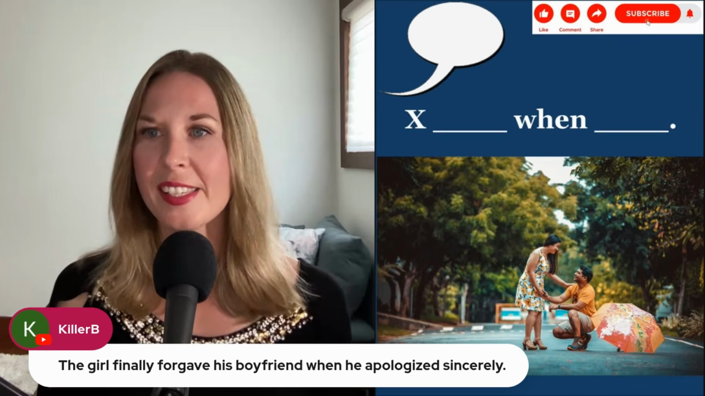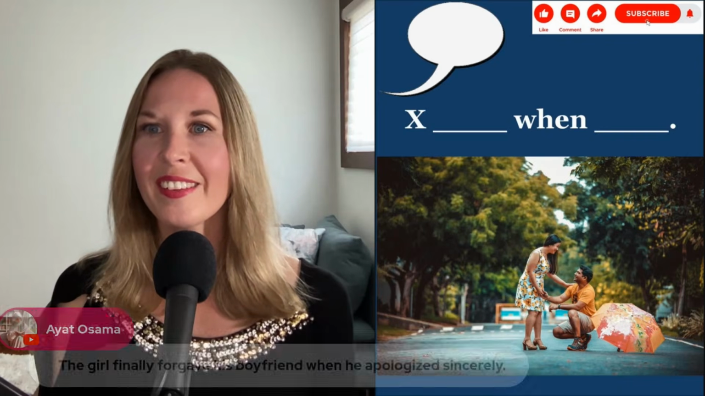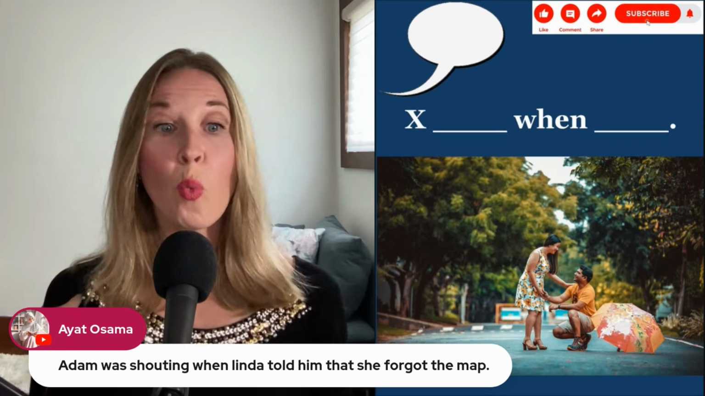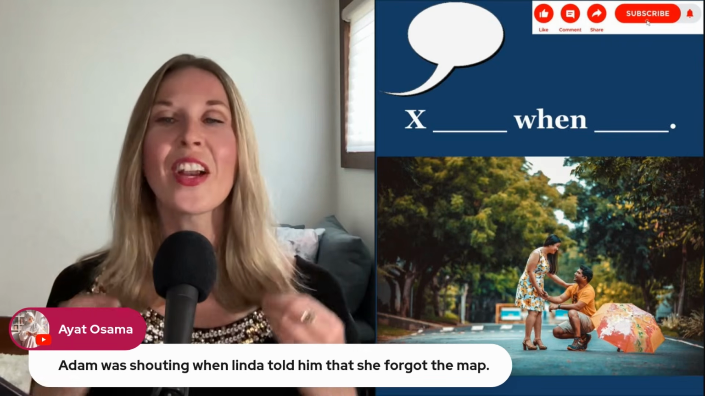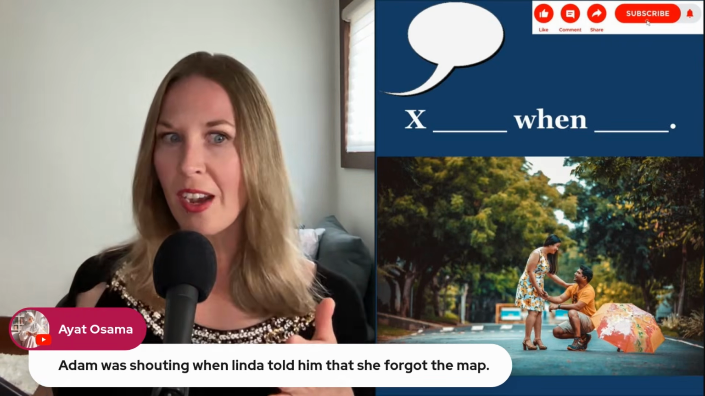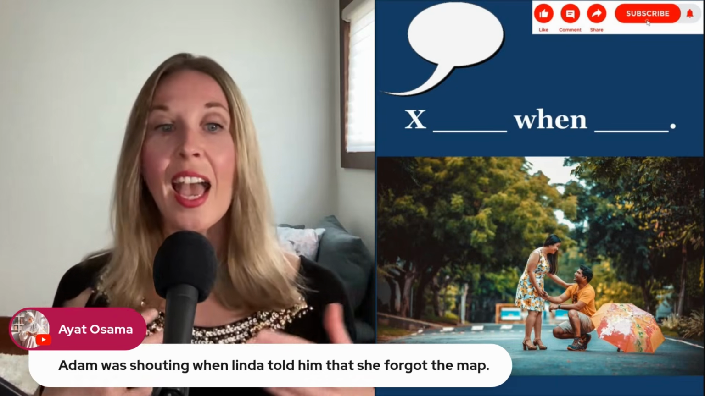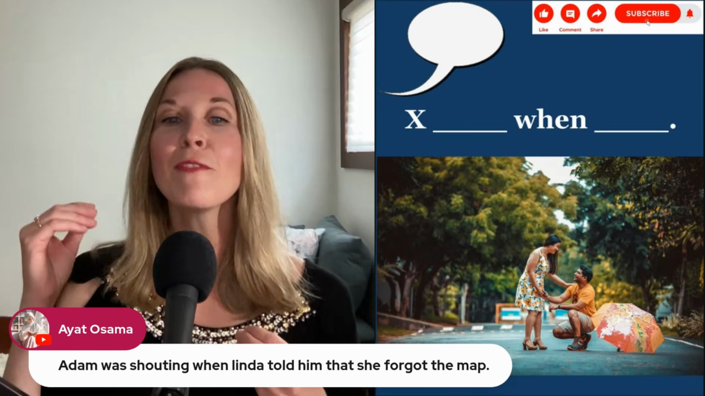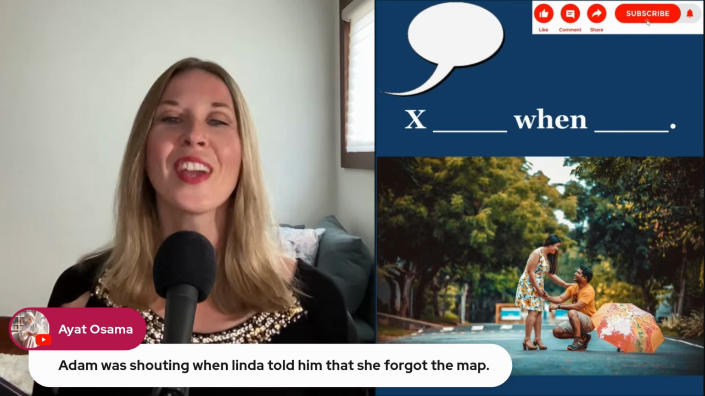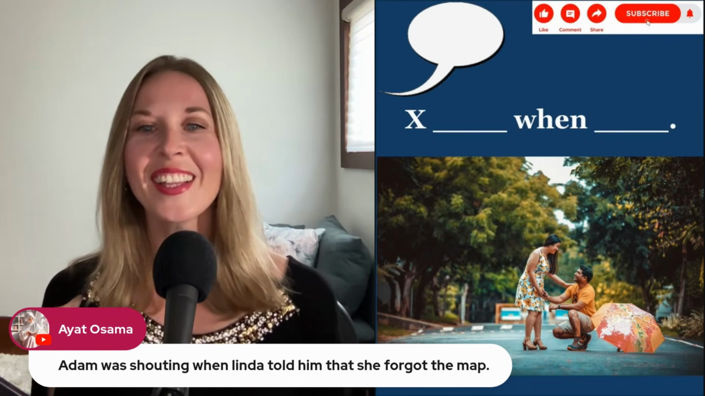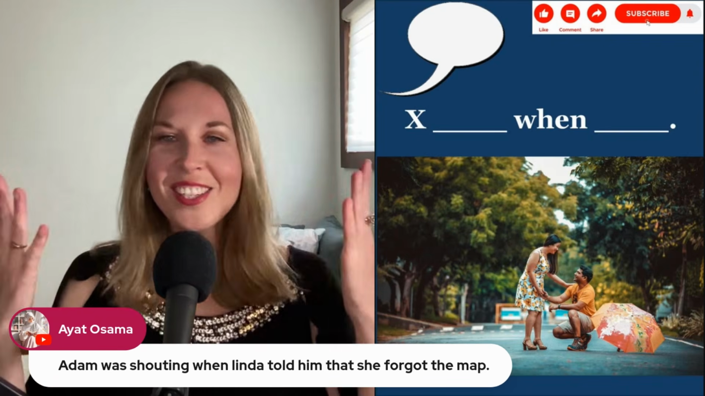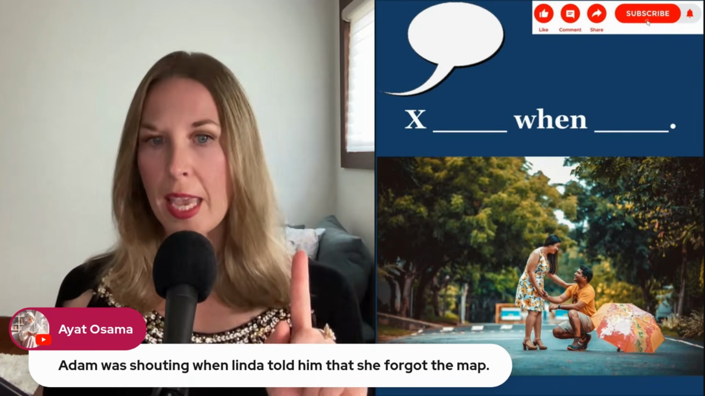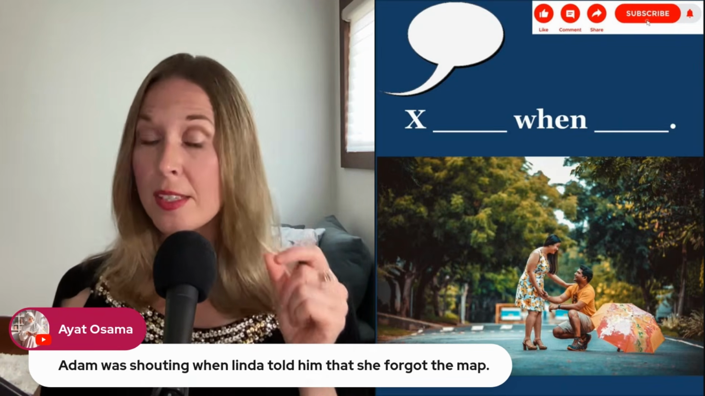Very nice sentence. Okay. Ayat said, Adam was shouting. Very nice. So our verb is to shout, conjugated correctly. Adam was shouting when Linda told him that she forgot the map. Very nice example. I like this. Why did you forget the map? When Linda told him. So here, excellent sentence structure.